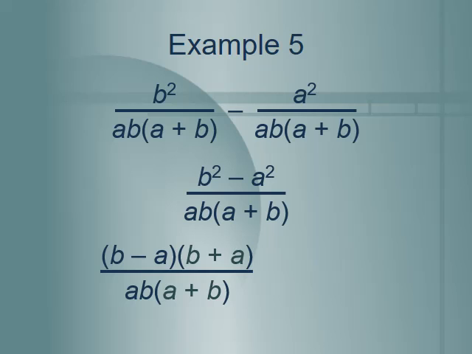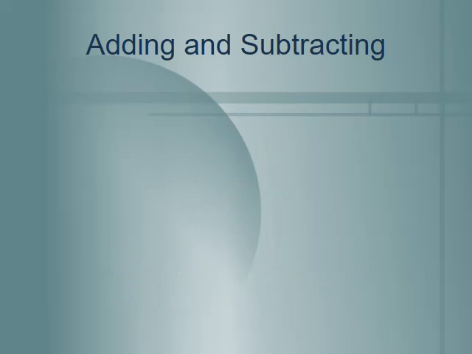We can go ahead and factor these out. Notice we have B plus A and A plus B. Those are the same because commutative property says that we can change addition problems back and forth without changing the actual answer. So they cancel out, and we're left with B minus A over AB.